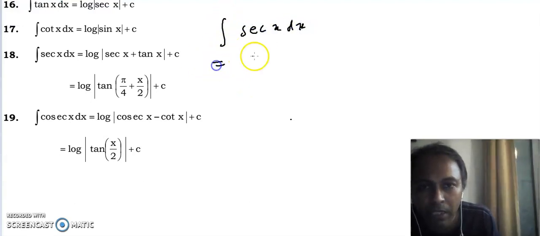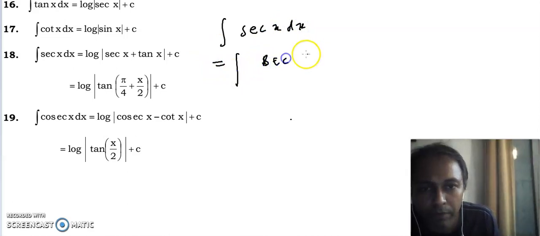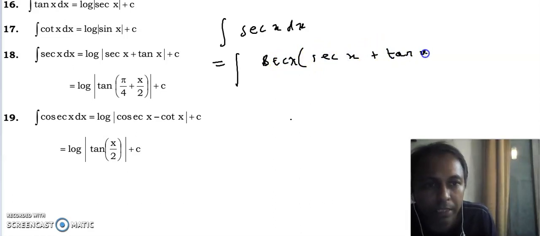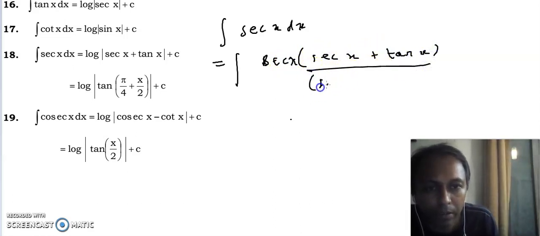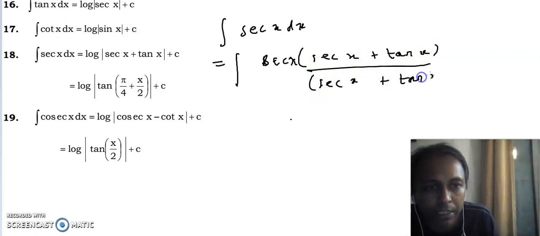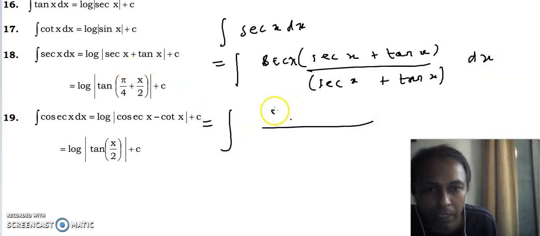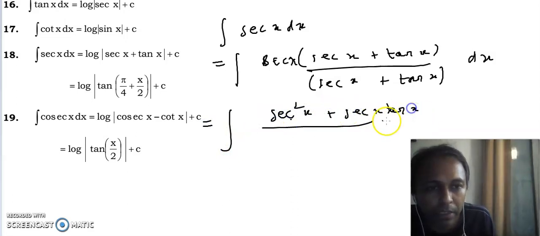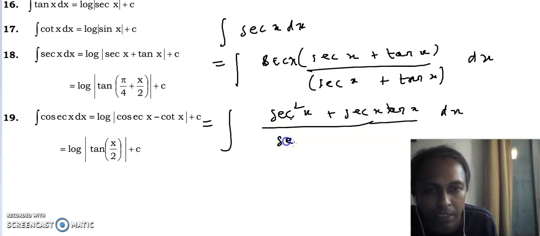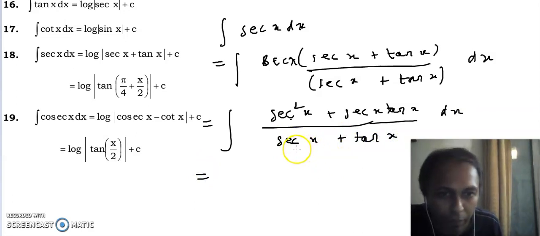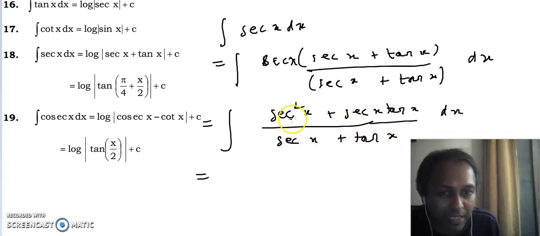This is your question. If we multiply by sec x plus tan x in both numerator and denominator, then there is a chance of creating such a result. This on multiplying in the numerator becomes sec square x plus sec x tan x, the whole upon sec x plus tan x. Recollect, the derivative of sec x is sec x tan x. The derivative of tan x is sec square x.